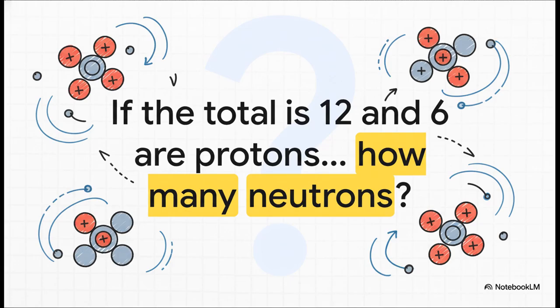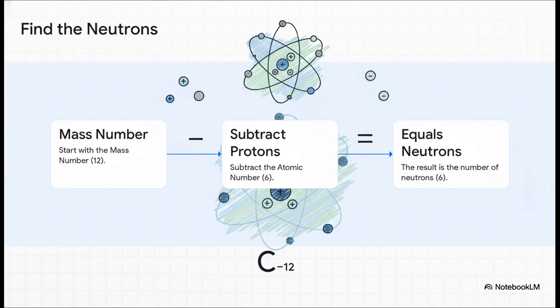We know the total weight in the nucleus is 12. And we know from its atomic number, its ID card, that exactly 6 of those particles have to be protons. So the question's pretty simple. What's left? Yep, the math is as easy as it gets. You just take the mass number, 12, and you subtract the atomic number, 6. The answer is 6. So, a standard carbon atom has a perfect balance, 6 protons and 6 neutrons.